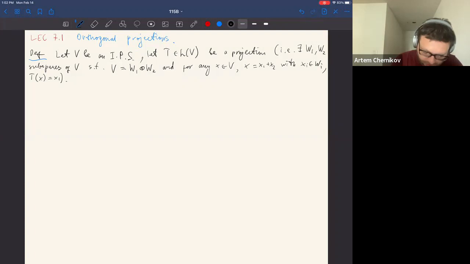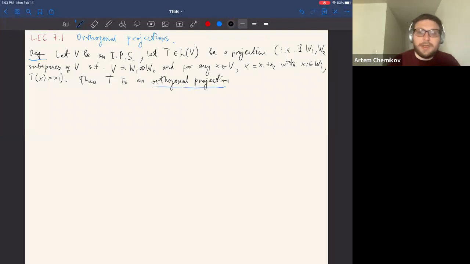So then T is an orthogonal projection, okay, if moreover we have these two conditions about orthogonality of the range and the null space. So we have the range of T. If we look at its orthogonal complement, we get the null space, and symmetrically we have that the orthogonal complement of the null space of T is equal to the range of T. Okay, so this is what it means for a projection to be an orthogonal projection.